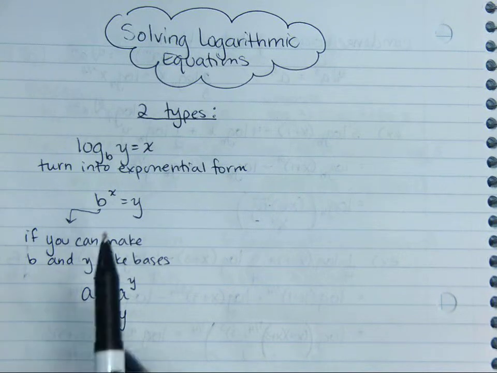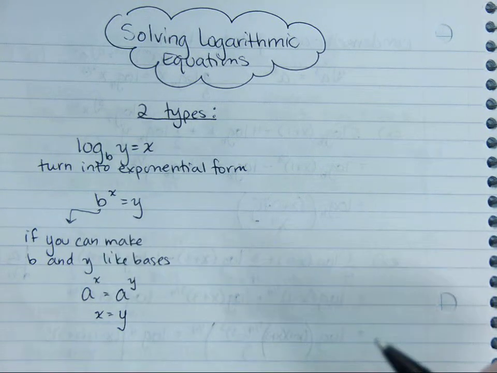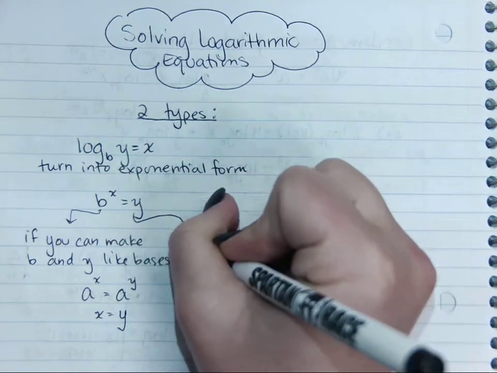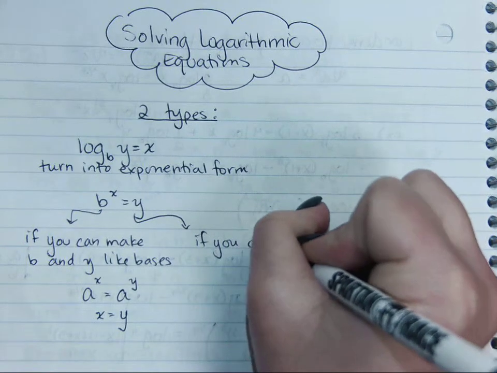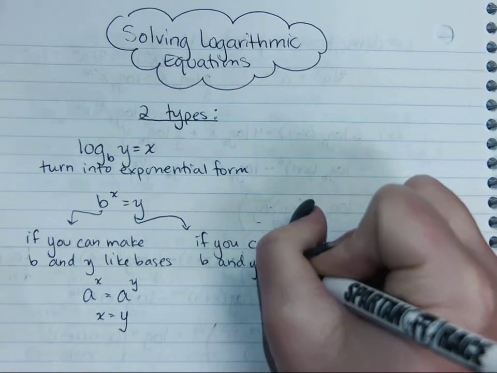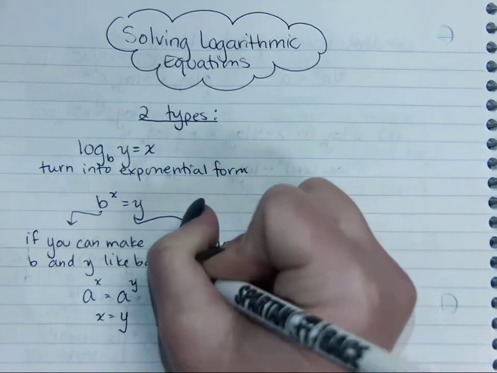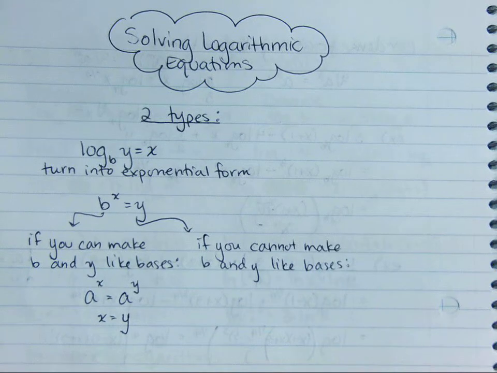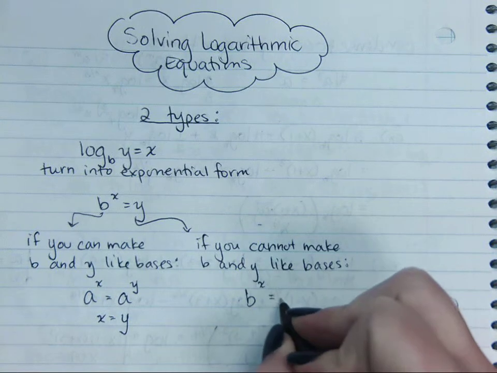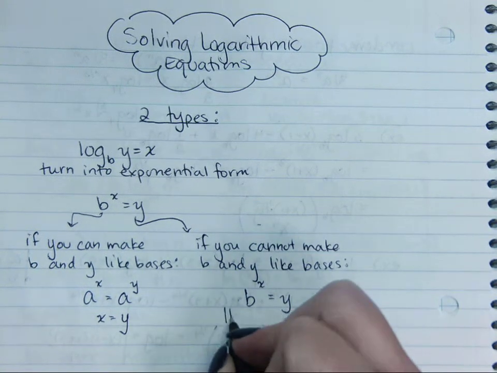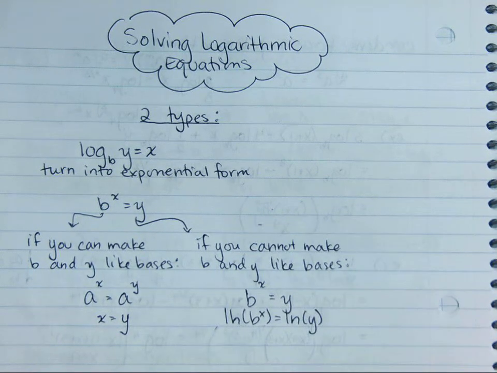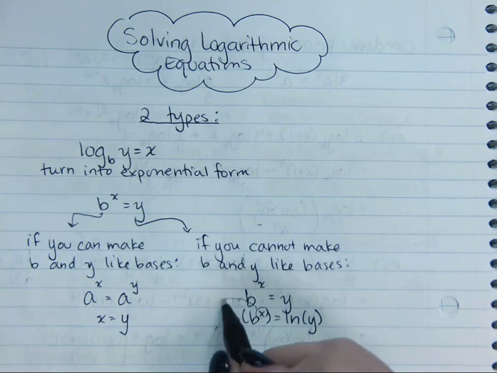Now, if you cannot make your bases the same, that's the other kind of type we have to worry about. So if you cannot make b and y like bases, then we had another strategy for that, which was using ln. In that case, when you have b to the x equals y, our strategy is going to be to take the ln of both sides. And that again allows our exponent to move out front as a factor.